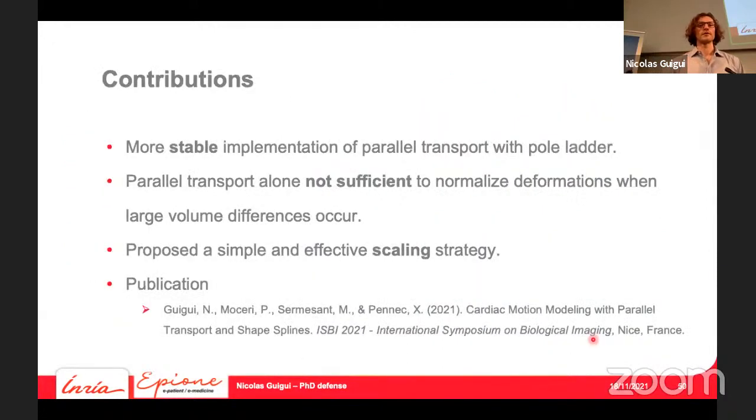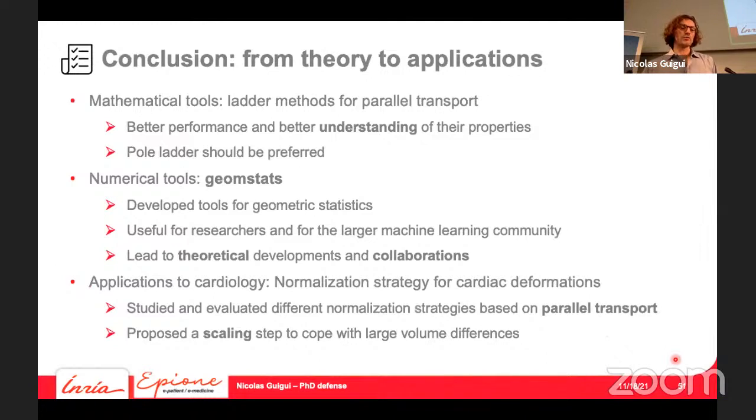So to summarize this chapter, we provided a more stable implementation of parallel transport with pole ladder and showed that parallel transport alone was not sufficient to normalize deformations in the presence of large volume differences. And we proposed a simple and effective scaling strategy to address this situation. This procedure was presented at ISBI in Nice recently. And with this chapter, we can conclude this thesis.